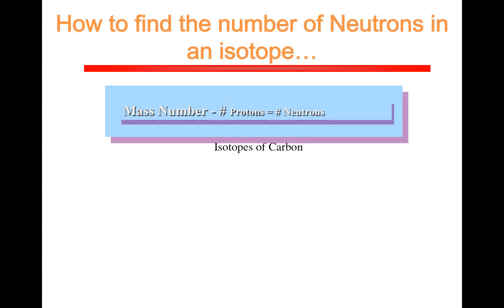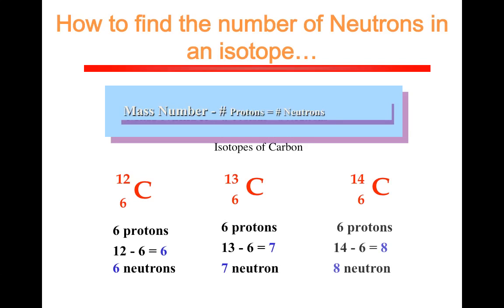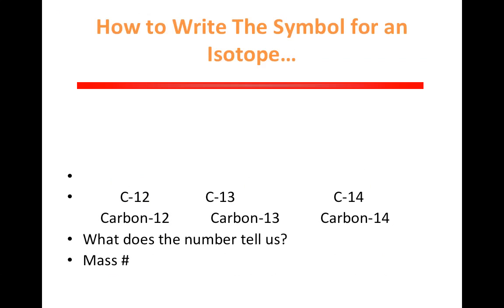So here are three examples of carbon isotopes. You have carbon 12, carbon 13, carbon 14. All of them are going to have 6 protons, but in this case the number of neutrons changes by 1. So carbon 12 has 6 neutrons, carbon 13 has 7 neutrons, and carbon 14 has 8 neutrons.